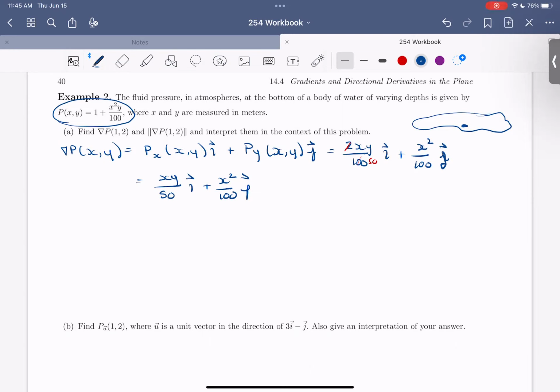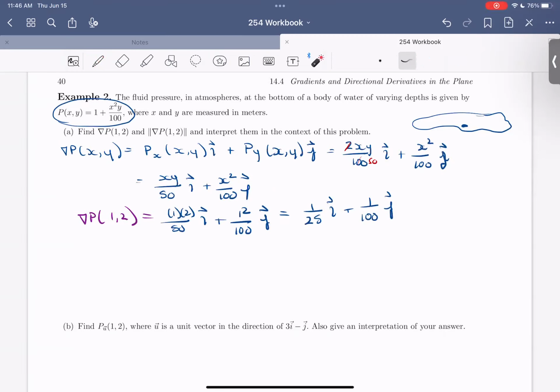Cool. So now we actually want to compute this gradient at the point (1, 2). We've already done all the hard work. We're just going to plug in 1 for x and 2 for y. So we get 1 times 2 over 50 i plus 1 squared over 100 j. So that just becomes, simplifying some things, 1 over 25 i plus 1 over 100 j. So here is that gradient vector.